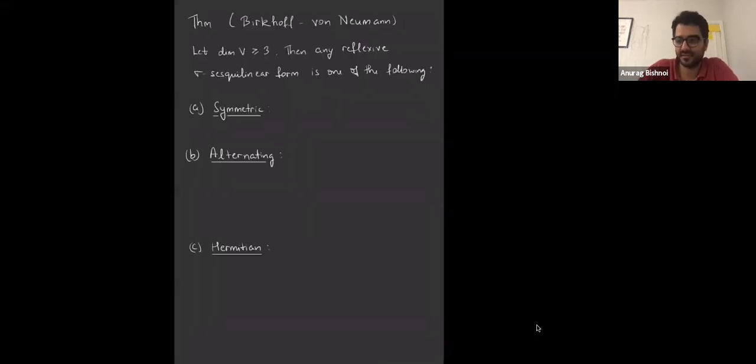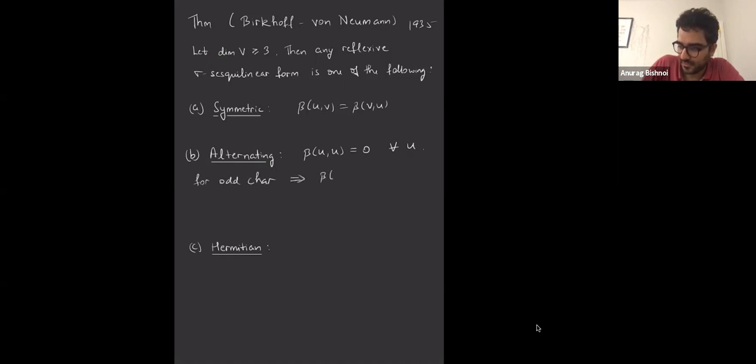Moreover, these forms have been classified. This is a classical result, I think from 1935 maybe, or something like that, which says that all of these sigma sesquilinear forms are one of the following. The first form was symmetric that we already saw, where beta of u comma v is equal to beta of v comma u. The second form is something known as alternating, which has this property. In fact, this property for odd characteristic implies that the following is true. So here basically all the points of your vector space are orthogonal to themselves.